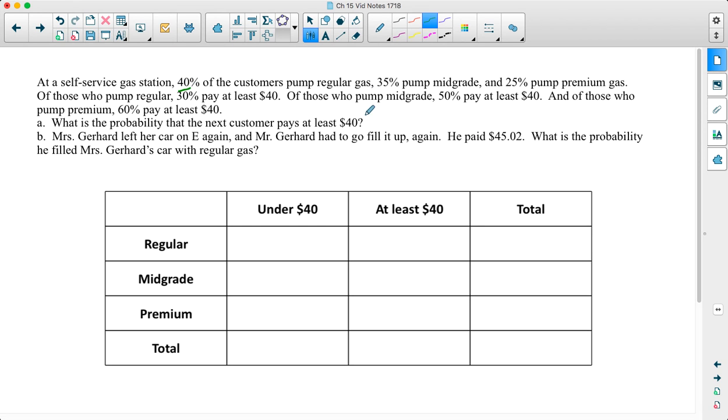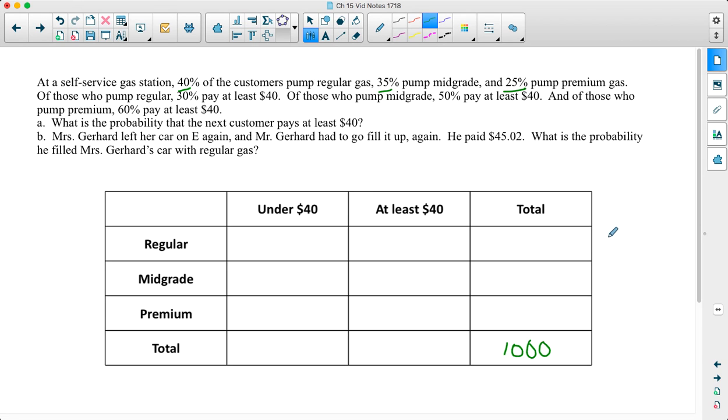40% of customers pay regular gas, 35% pump mid-grade, 25% pump premium. And so one of the things that we can do is go with a nice number down here. I'm going to go with 1,000. 1,000, 10,000 usually work pretty well. The reason we're going to do that is we set up the two-way table so that the type of gas that we have is over here on the left, and how much we spend is over here along the top.